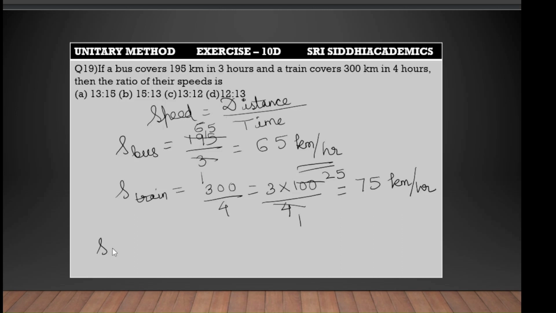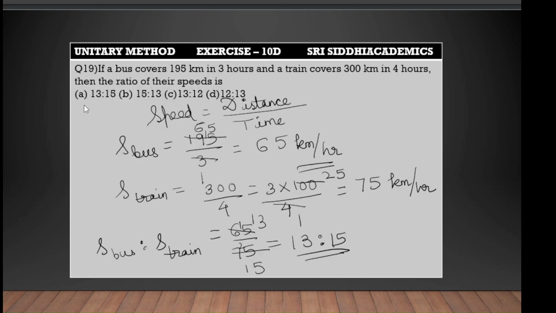Now, we need to find the speed of the bus to the speed of the train. We will just remove the common factors between 65 and 75. The common factor clearly visible is 5. So 5 ones are 5, 6 minus 5 is 1, 1 comes here, 15. So 5 threes are 15. Again here, 5 ones are 5, 7 minus 5 is 2. So it becomes 25, 5 fives are 25. So the speed of bus to speed of train is 13 is to 15.